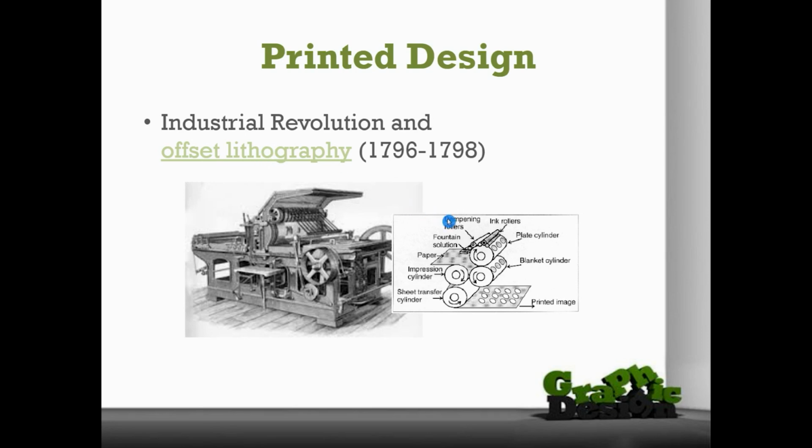So the Industrial Revolution brings about this offset lithography. What it does is this is a plate, and we're actually going to have a little project where we create our own little version of a plate. Then the paper comes through here. So this plate transfers the image to this blanket cylinder. As the paper comes around here, it transfers that image onto that piece of paper, and then it comes back around here to the sheet transfer cylinder, and now you have a printed image. So this is in the negative, and then it reverts to the positive on this side, and by the time the page actually comes up, now you've got the printed image.